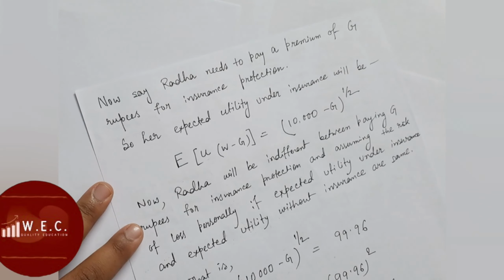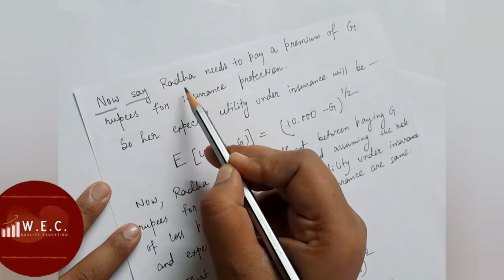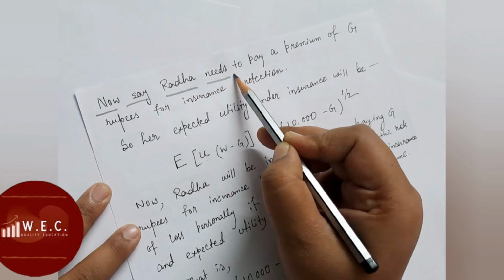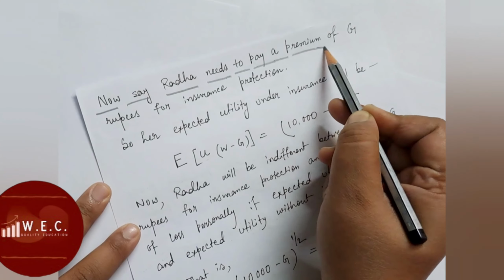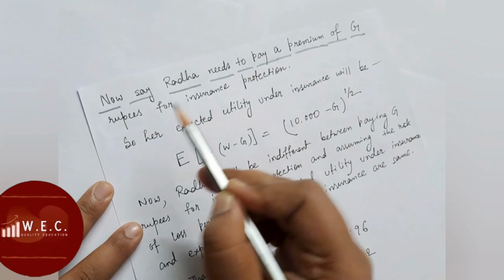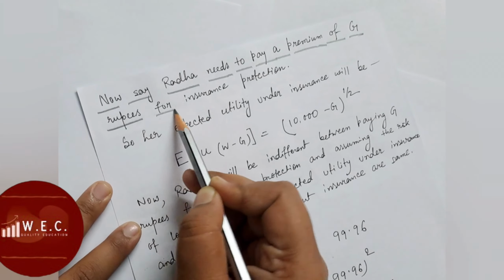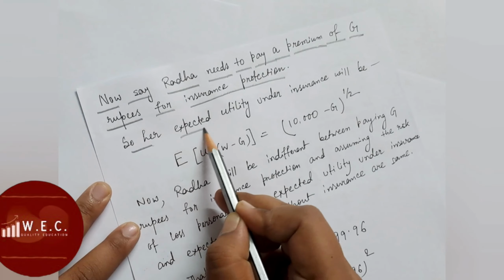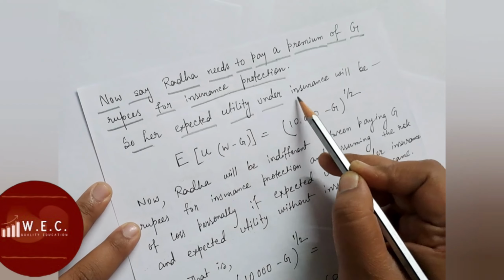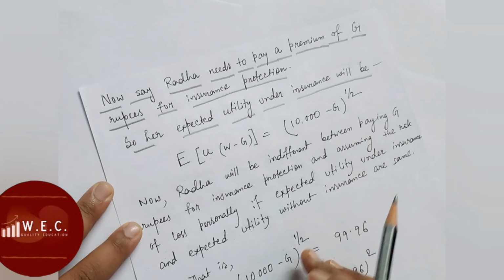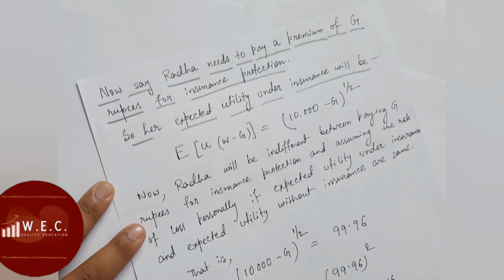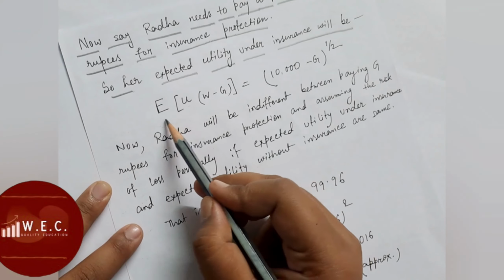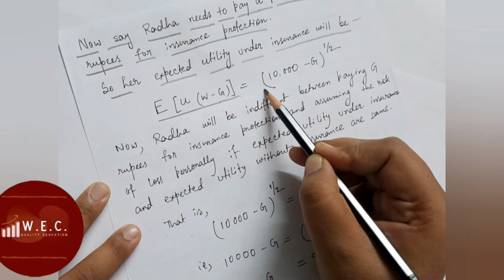Now say Radha needs to pay a premium of G rupees for insurance protection. If Radha is interested in insurance protection, then she needs to pay G rupees for it. So her expected utility under insurance will be, please see on the screen.